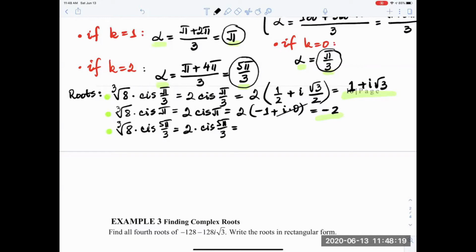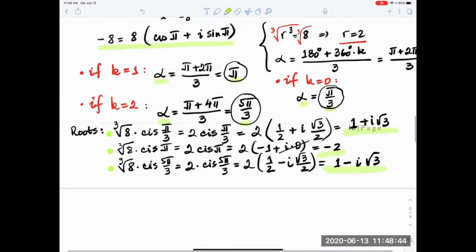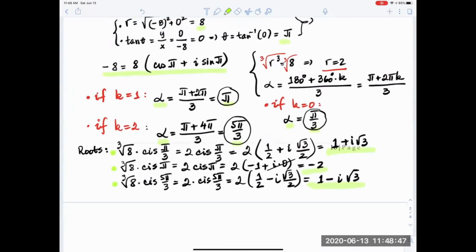Okay, and that becomes more so if you use your unit circle. Cosine of 5 pi over 3, that's 1/2. And then the sine of 5 pi over 3, let's see, that's negative. So it's negative I root 3 over 2. Distribute your 2 across, and you get 1 minus I root 3. And you know what's really cool? If you actually put this on a graph, they're evenly distributed, you know?